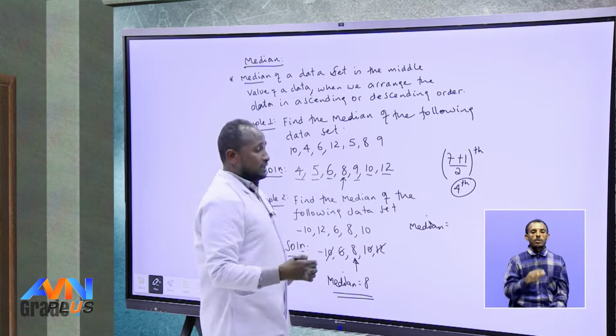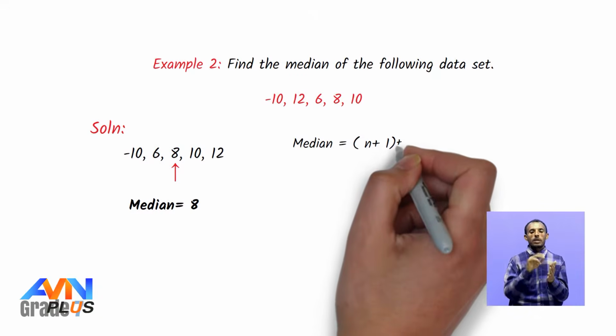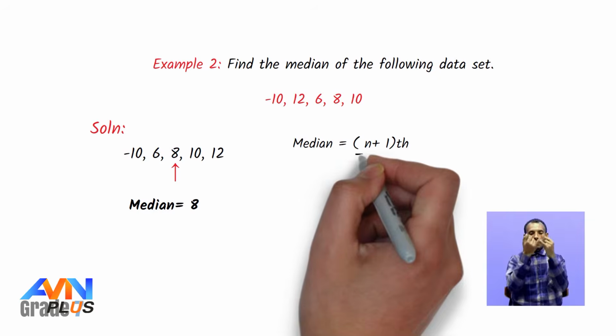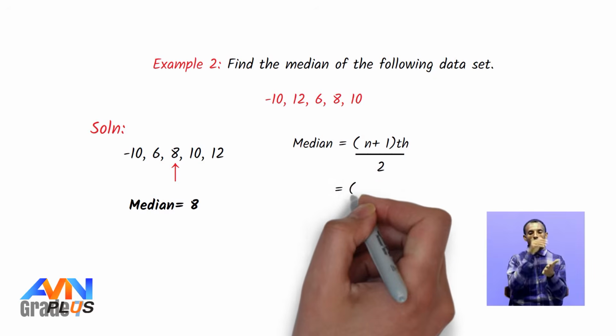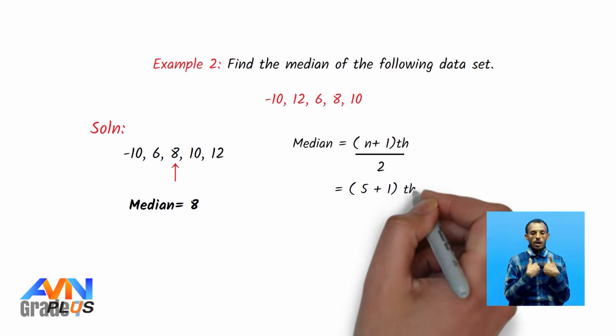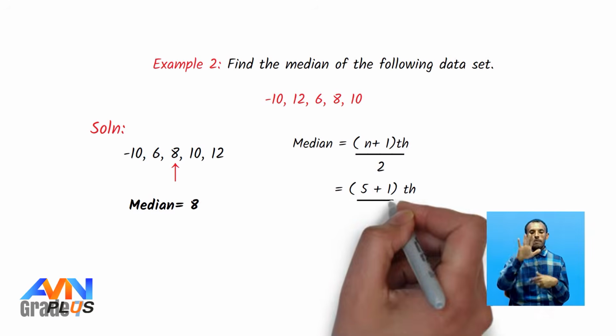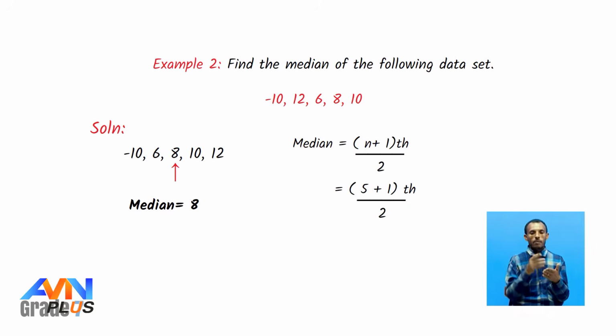Median will be equal to, for an odd number of data sets, you add 1 to the number of data and you divide by 2, and you will find the place where the median is found. Here in this question we have 1, 2, 3, 4, 5 data sets. So you put 5 here. 5 plus 1 divided by 2. The number found in this position will be the median.